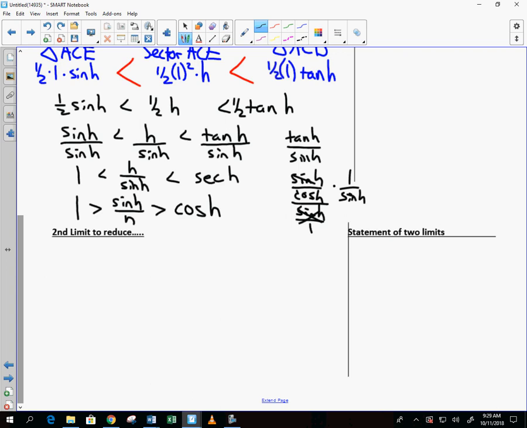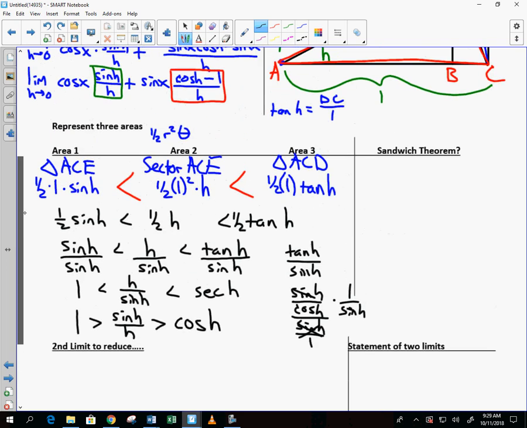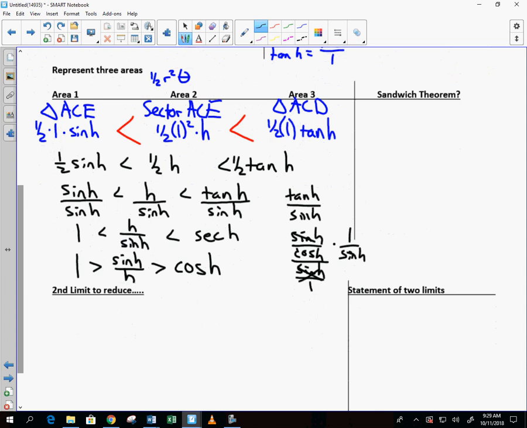So here's what I know. I don't know the limit as h goes to 0 of sine of h over h. I don't know that. But I do know it sits between cosine of h and 1. That's what I do know. And that brings up something extremely important, something that we talk about regarding the sandwich theorem. The sandwich theorem says this. I'm not going to spell it all out, but I'll spell part of it out.